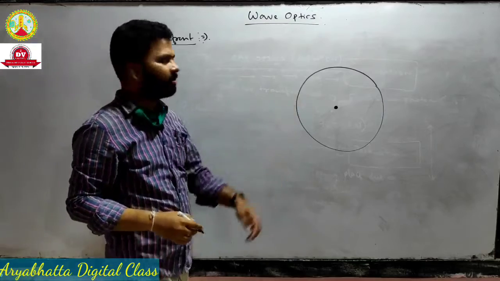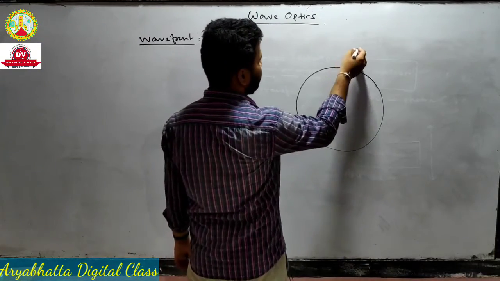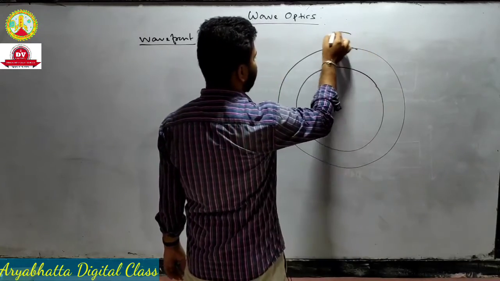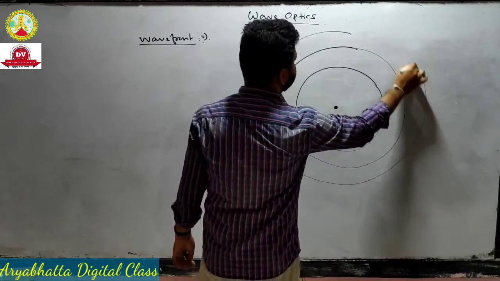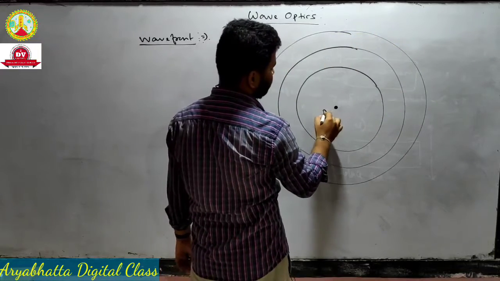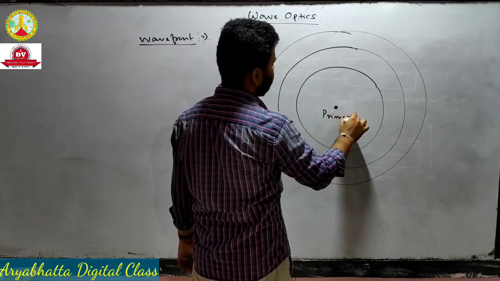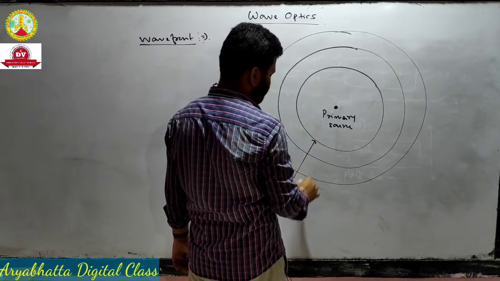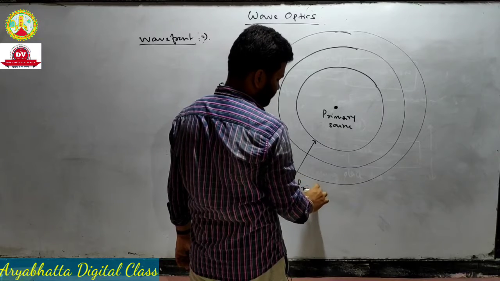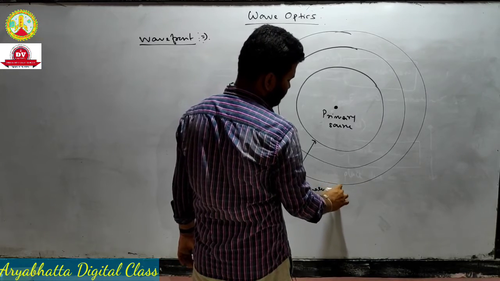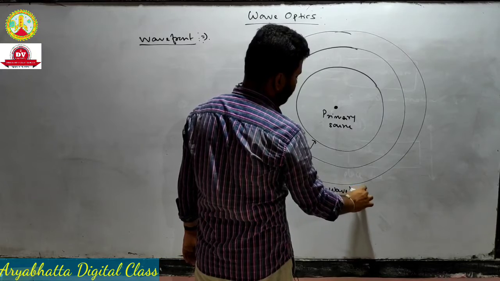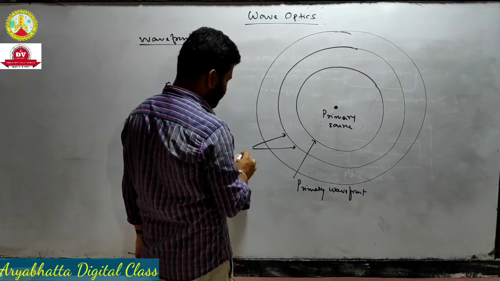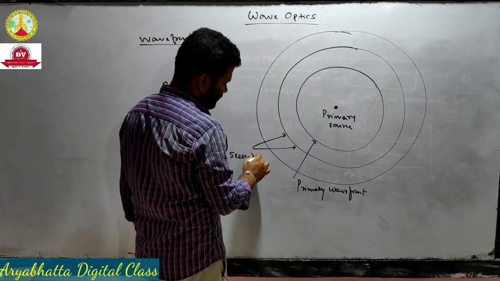So this is the first one. The second one will look like this. Okay, the third one will look like this. So this is the top view. This is what? This is the source, or you can say primary source. This is known as the primary wavefront. Wavefront क्या है वो मैं बता रहा हूँ, ठीक है? And these are known as, these are called as secondary.